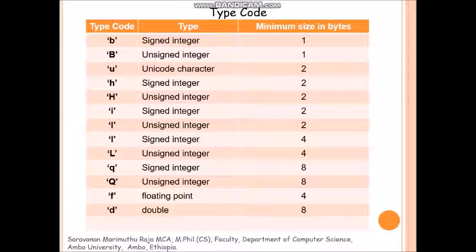Small i signed integer, capital I unsigned integer. Both occupy 2 bytes in the memory. Small l signed integer, capital L unsigned integer. Both occupy 4 bytes in the memory. Small q signed integer, capital Q unsigned integer. Both occupy 8 bytes in the memory. Now f is a floating data type. It occupies 4 bytes. d is double, that is also a floating data type. We can give it with a decimal point. It occupies 8 bytes in the memory.